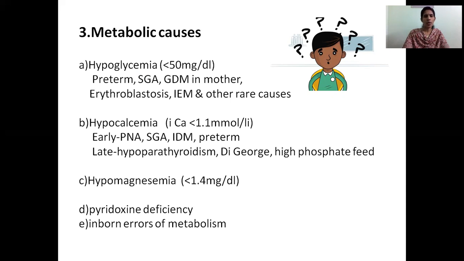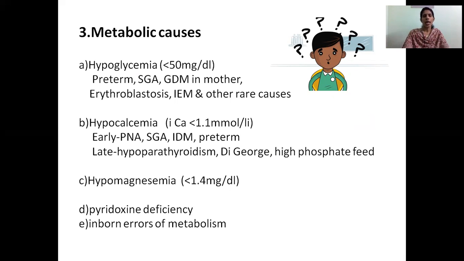Second common condition is hypocalcemia. It can be divided into early hypocalcemia that occurs in the first 3 days, and late hypocalcemia that usually occurs after 10 days. Early hypocalcemia is common in perinatal asphyxia, small for gestational age babies, infants of diabetic mothers, preterm babies, etc., where we should give calcium supplements and sometimes treatment whenever we detect hypocalcemia. So ionized calcium less than 1.1 in a term baby and less than 1 millimole per liter in a preterm baby can be considered as hypocalcemia. Late hypocalcemia occurs when there is hypoparathyroidism, DiGeorge syndrome, or when the baby is on high phosphate formula feeds. Then also we have to treat.